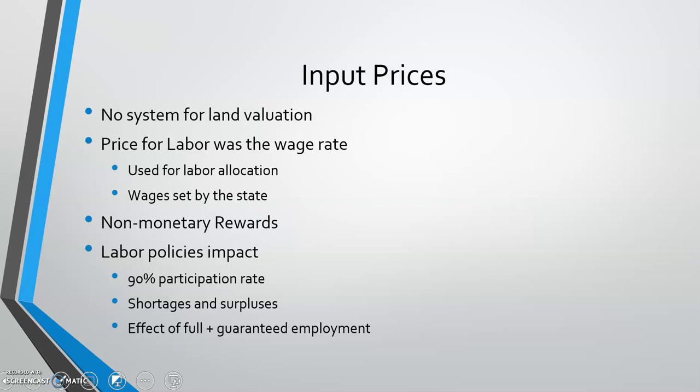Moving on to the input prices of the economy. There is no formal system for the evaluation of land, and basically the price for labor was the wage rate, which was used to allocate the labor. The state would set wage differentials in an attempt to induce appropriate supplies to meet the demands they planned. There were also non-monetary rewards like press adulation or social benefits that were used to increase the labor supply as well. Basically, these policies were extremely successful at making the participation rate of the labor force extremely high.